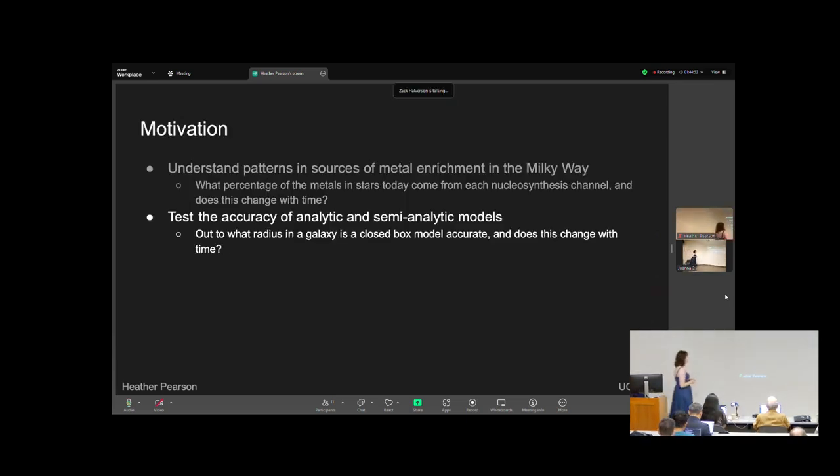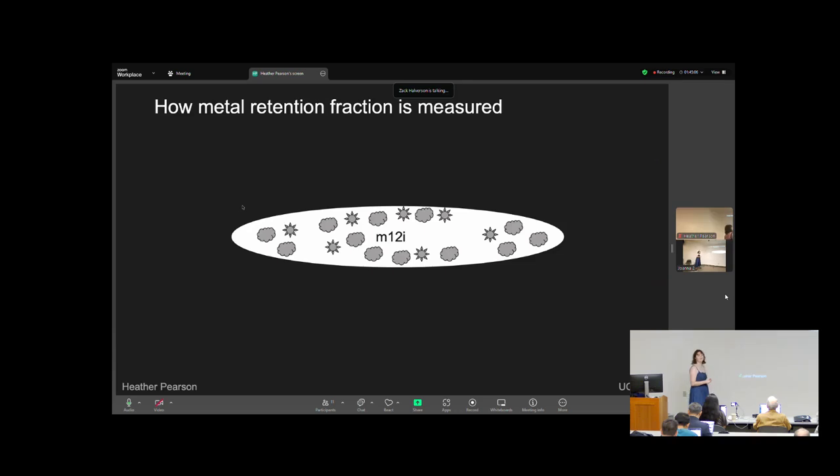And that brings us to the second part of my talk, which is answering the question: out to what radius in a galaxy is a closed box model accurate, and does this change with time? For this part of the talk, I'm just going to focus on one galaxy, M12I. I'm also going to have a value called metal retention fraction on the y-axis of the plots I'm going to show you, but I'm going to explain how I calculated that value first.